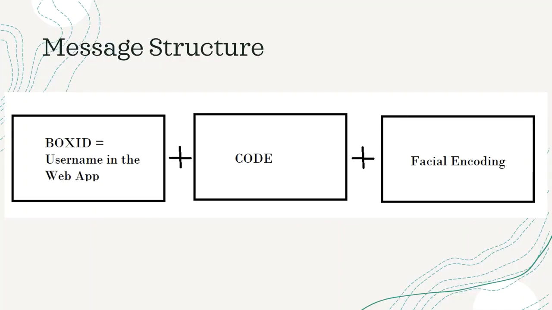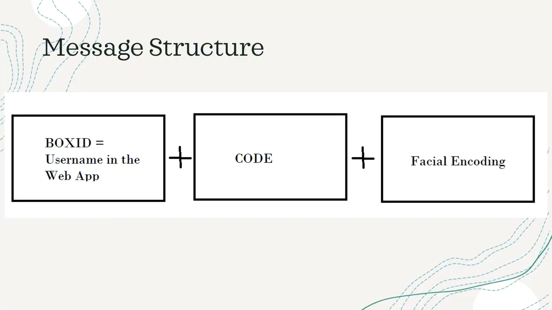However, before the comparison of facial encodings can take place, the client must send its facial encoding over to the server along with some additional information. I structured the client to send a message that first identifies which box it is. The next part of the message is the code that the lock is currently using. In order to unlock the lock, the server will have to send this code back to the client. This is for security purposes, and I will touch on the importance of this later on in the presentation. The last part of the message is the actual facial encoding for the server to use when it's comparing.